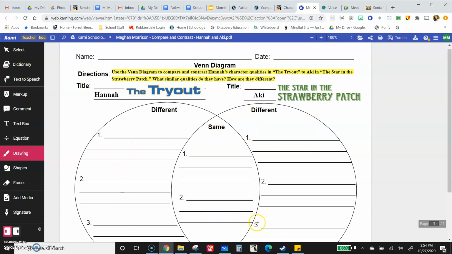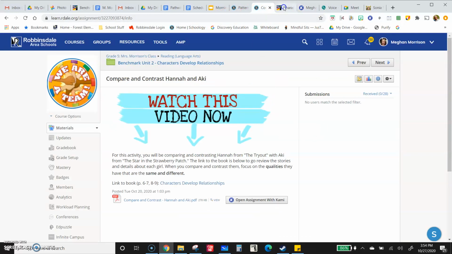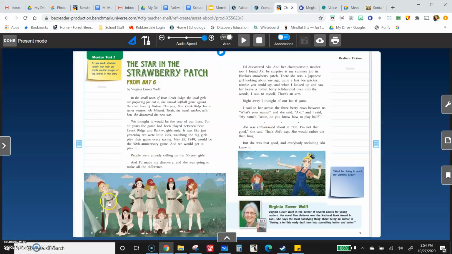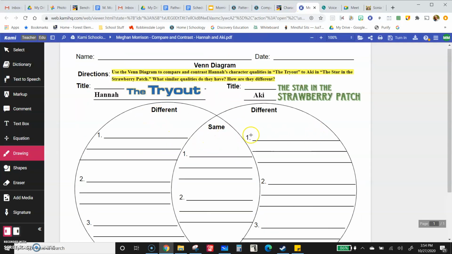If you need to put some of those physical characteristics because you can't think of anything else, you can do one or two of those, but try to limit it if possible. I think that's it. Just do your best. Go back and reread or re-listen to the stories if you need, and think about what is the same and what is different between these two girls. Good luck.